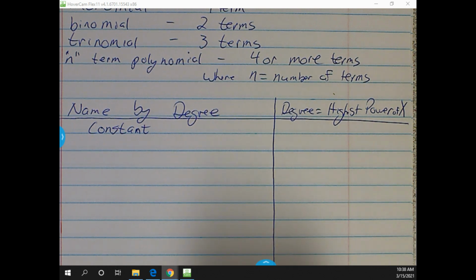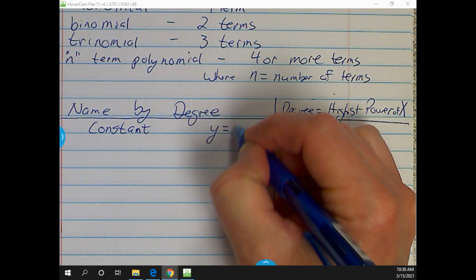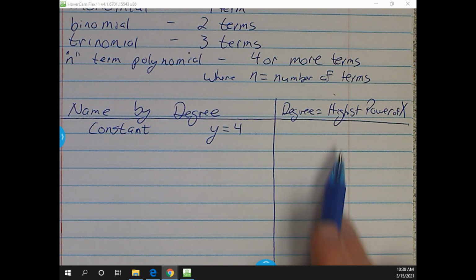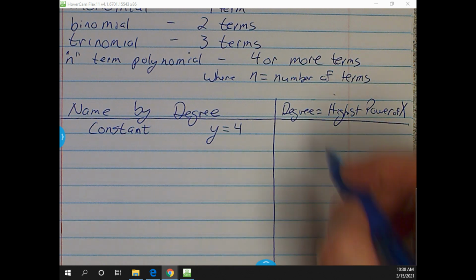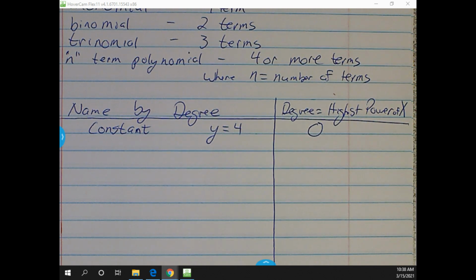So if you have an equation, we'll give you an example over on the side here. This would be like y equals 4. Because on this one, there is no power of x. So in this case, your degree would be 0. So they call that a constant.